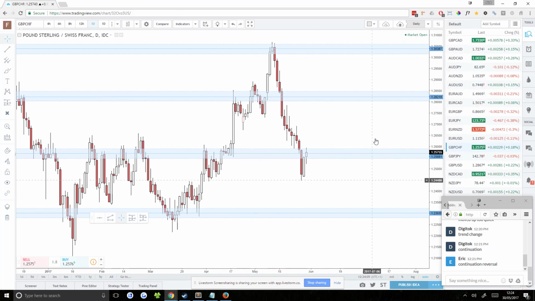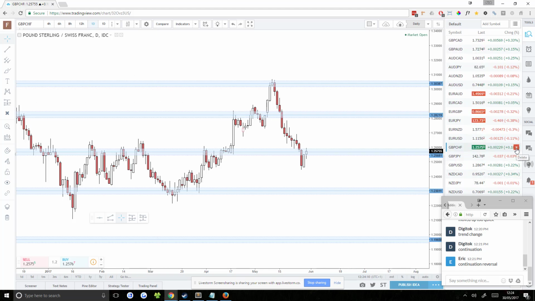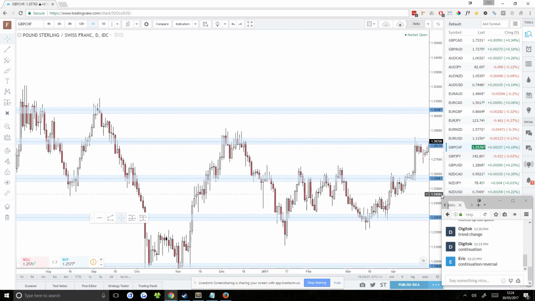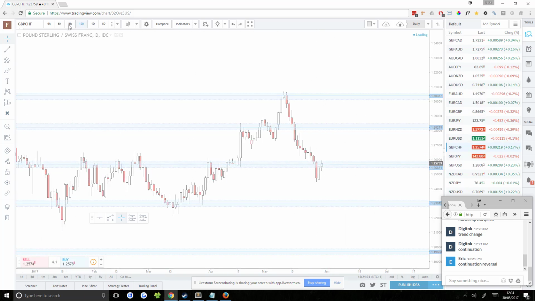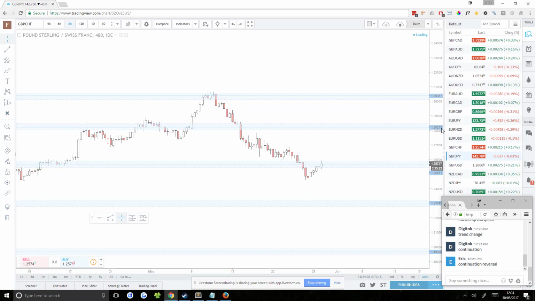GBPCHF is actually doing a very similar thing right now, but I'm not a big fan of this pair. I don't even know why I have it open. Honestly, I think I have it open because you guys asked me about it the other day for this reversal here. Ended up being a very good reversal. But yeah, this is not a pair I normally trade. It looks like it's doing a continuation reversal right now, but the setup doesn't look that great to me. We haven't had enough of a move to the short side, so I'm not going to really do anything with that.